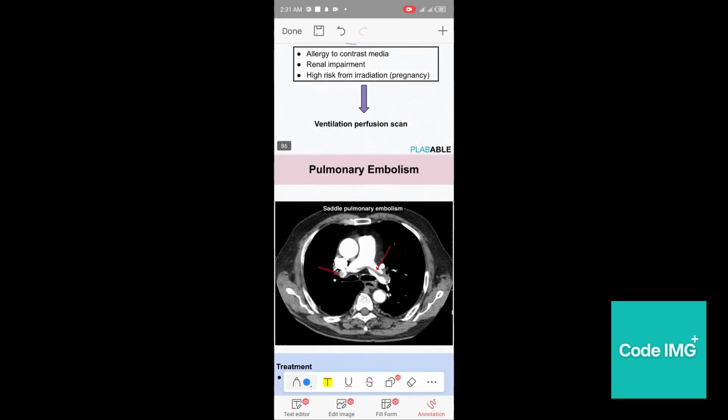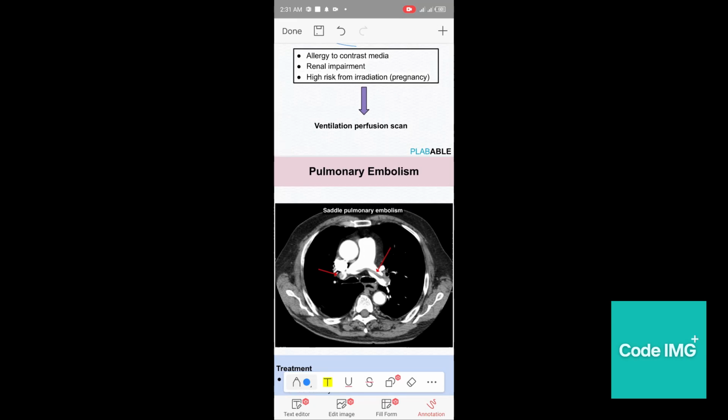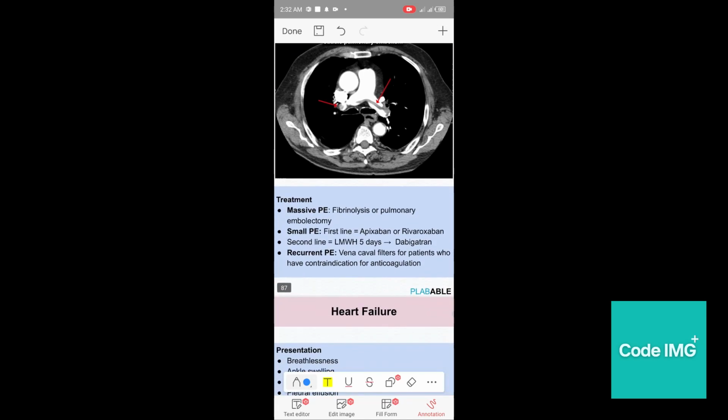You need to thrombolize the patient. The other thing you can do is a ventilation perfusion scan, particularly in pregnant ladies. But CTPA is the gold standard. If they're going to ask you this important question, that if you are suspecting this, what is the definitive thing to do? That's CTPA. Always choose the CTPA.